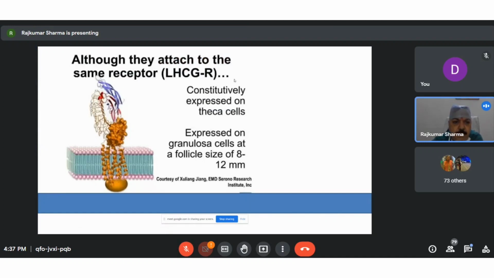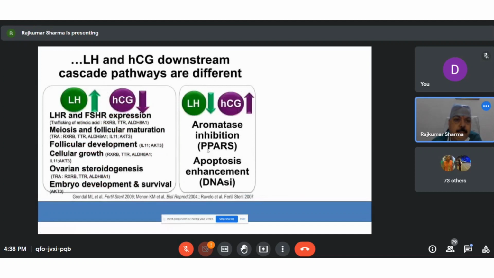Both these molecules get attached to the same receptors, which are expressed on the theca cells and the granulosa cells when the follicle size becomes 8 to 12 millimeter. Initially, up to 8 to 12 millimeter, you will not find the LH receptors on the granulosa cells, only on the theca cells. Subsequently, when the follicle is more than 8 to 12 millimeter, you find LH receptors on the granulosa cells also.